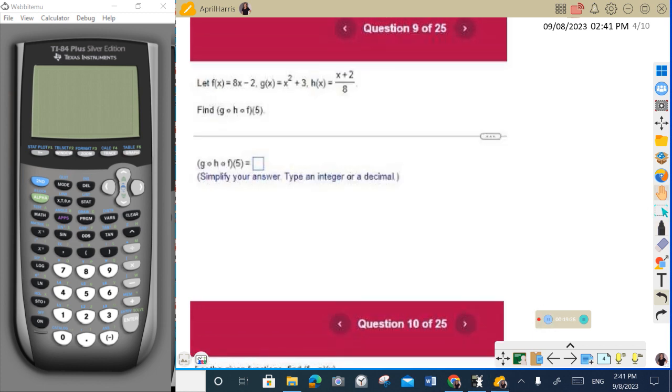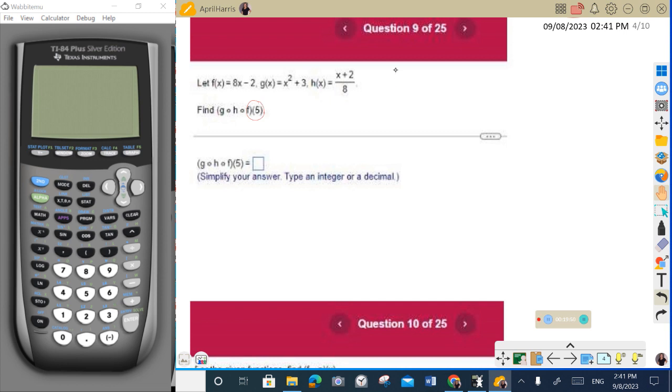Okay. All right, number 9, we got let f of x equal stuff, g of x equal some more stuff, h of x, more stuff. Now, this is called composition of functions. It wants you to find, that's not multiply, that's of, g of h of f of 5. So you're going to start with the innermost thing. So the first thing you're going to do is find the f of 5. So that means you're going to use the f equation.